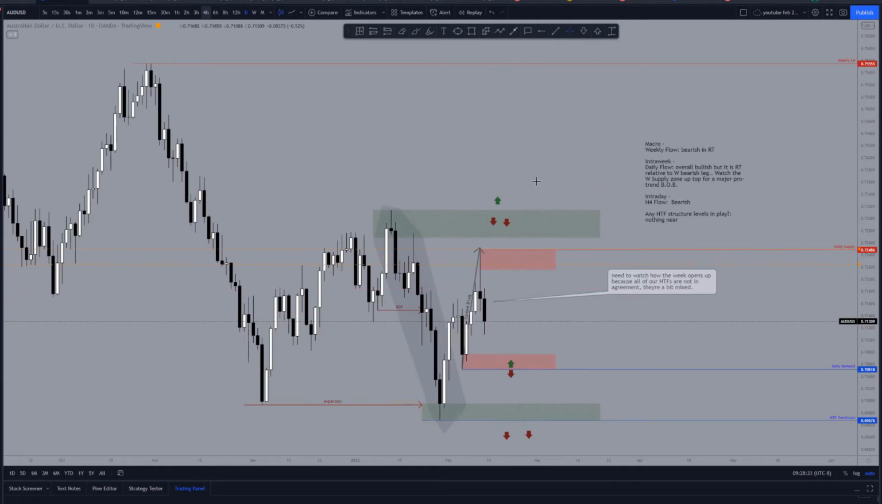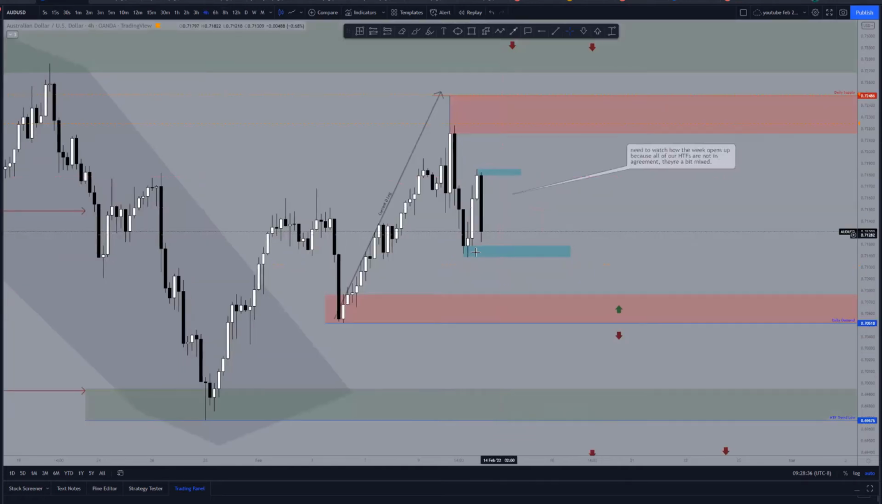I'm leaning bearish on this pair overall. I just want to see if it can break below this level of demand. If it can't break below this level of demand, I think it's likely that we see a retest higher up relative to this and see if sellers step in here again, get their sell orders in, and then push into new lows.